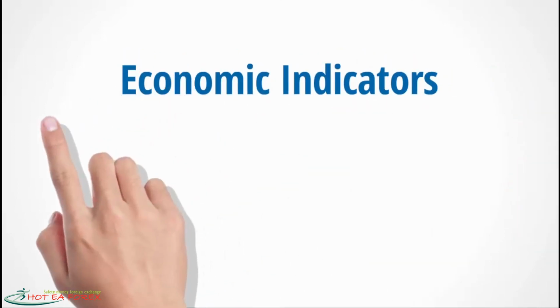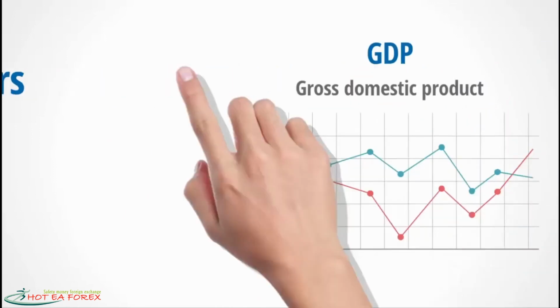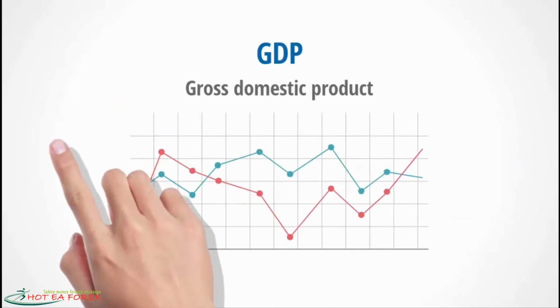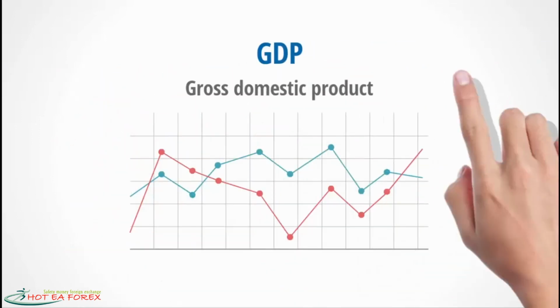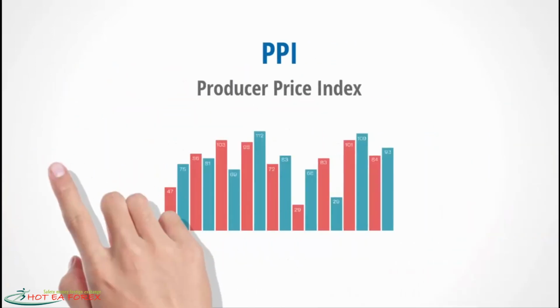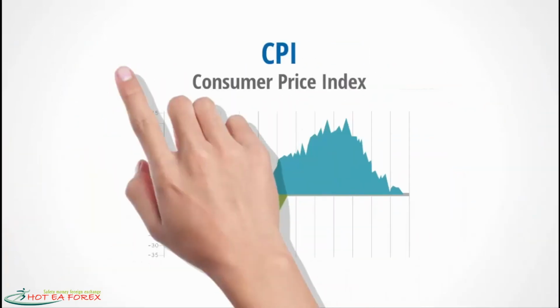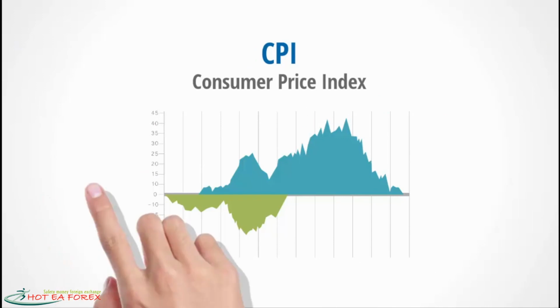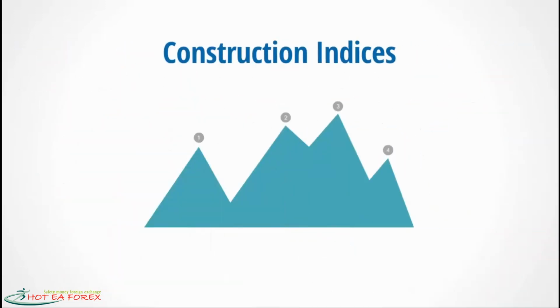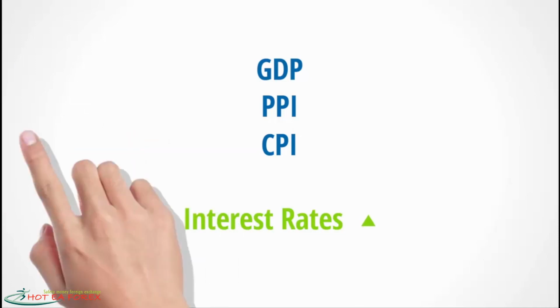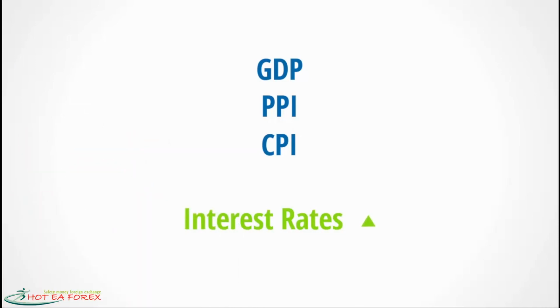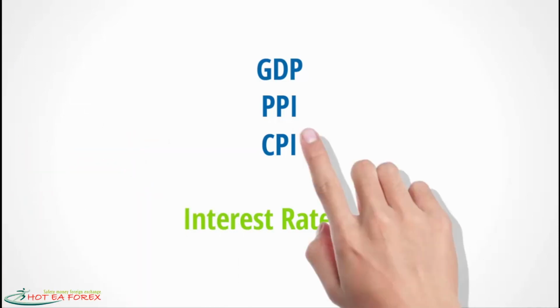Growth indicators like GDP, Gross Domestic Product, inflation indicators like PPI, Producer Price Index, CPI, Consumer Price Index, and construction indices can all have an important impact on the currency markets when the latest news is released. Rises in any of these indicators can be a signal that interest rates are likely to rise.